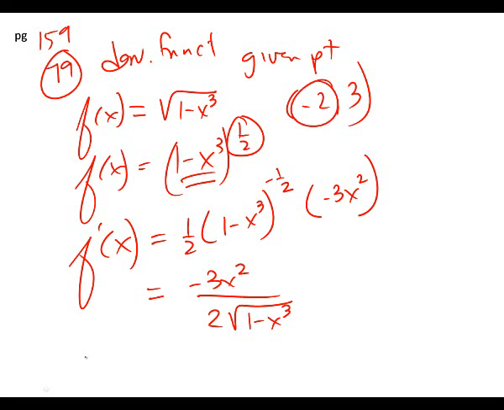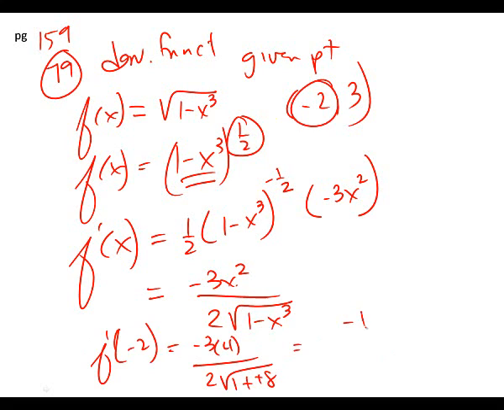Now what number are we going to plug in? Negative 2. So what's negative 2 squared? 4. And then negative 2 cubed is going to be what? So we've got negative 12 over 2 times what, 3? So 6 goes into negative 12 how many times? Negative 2.